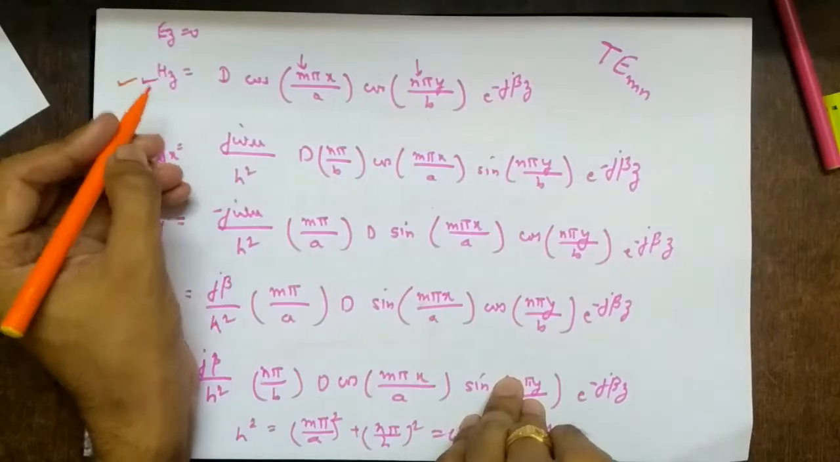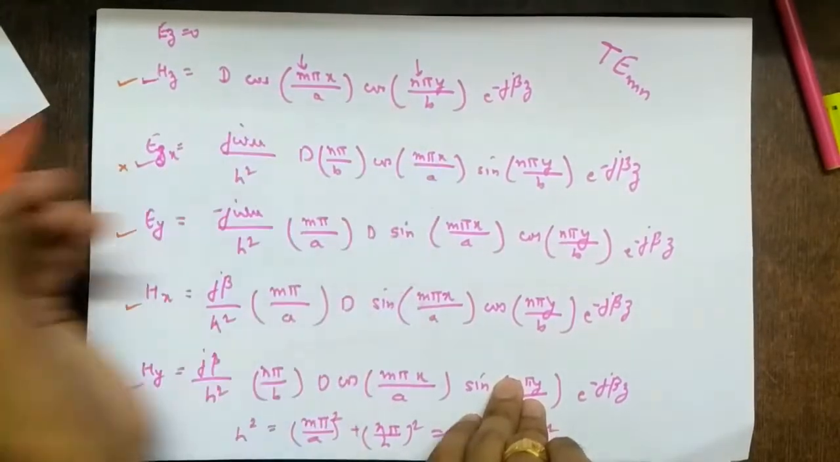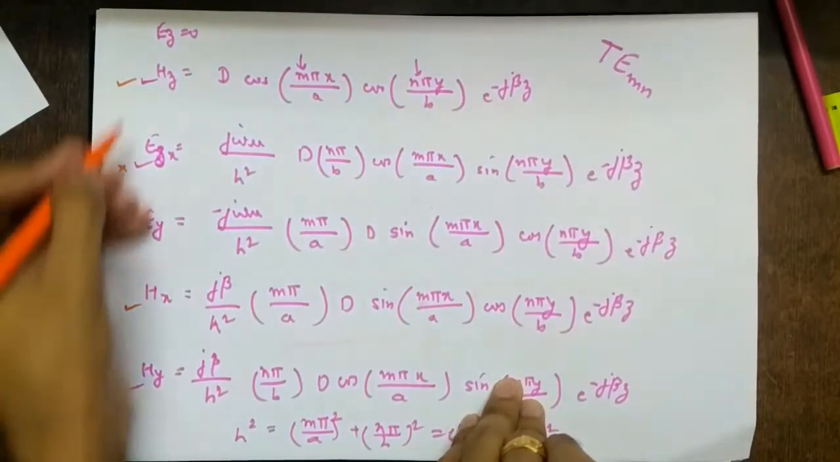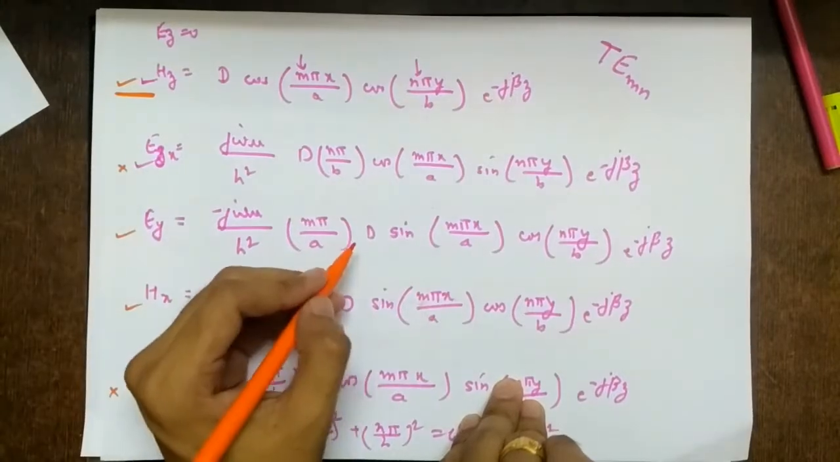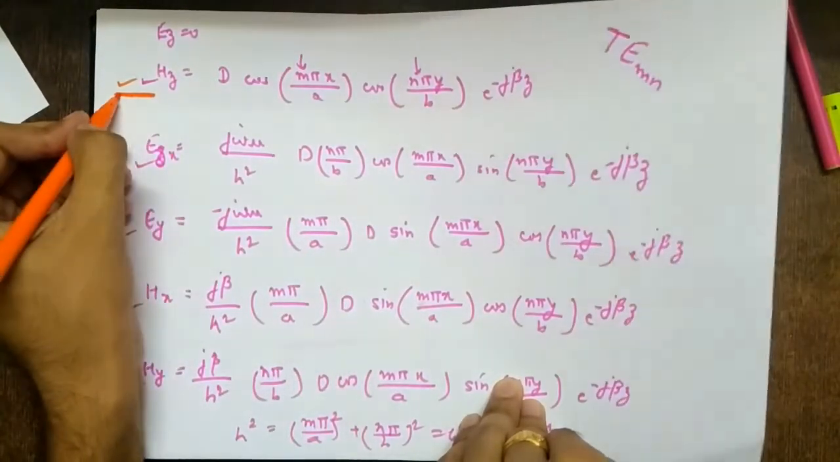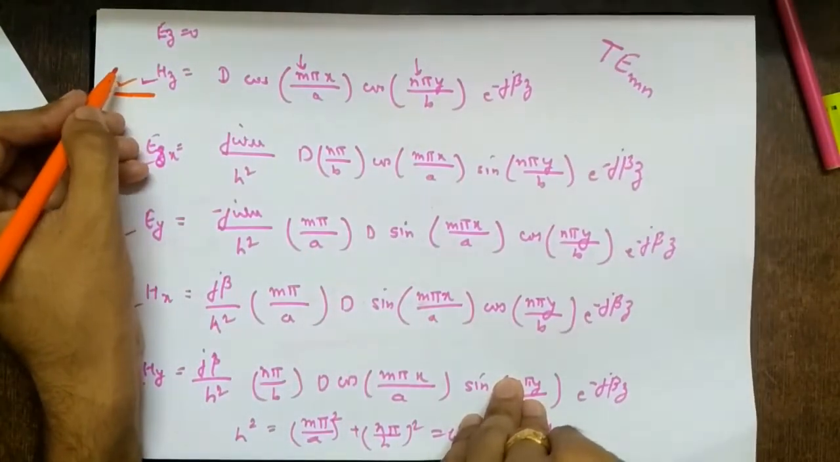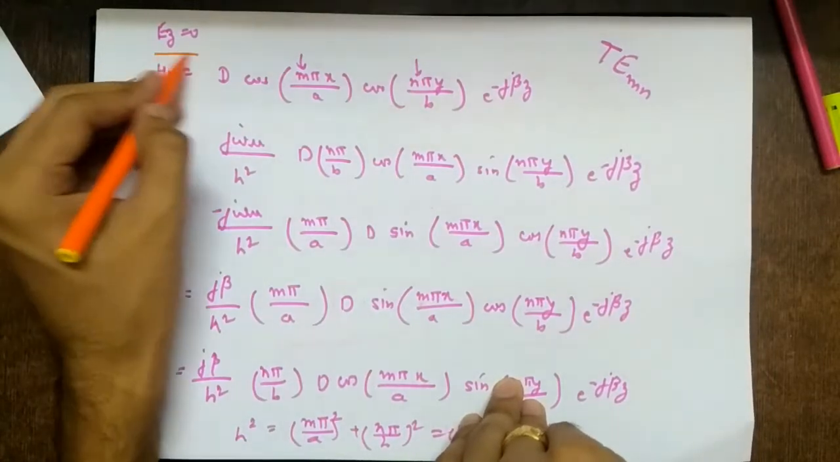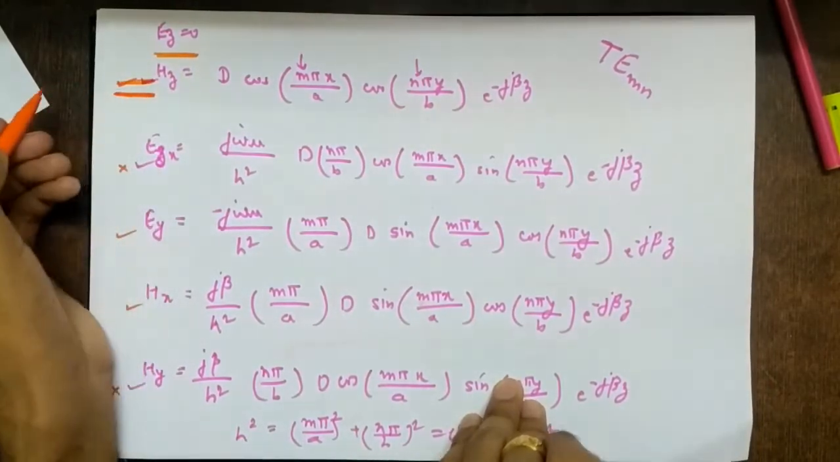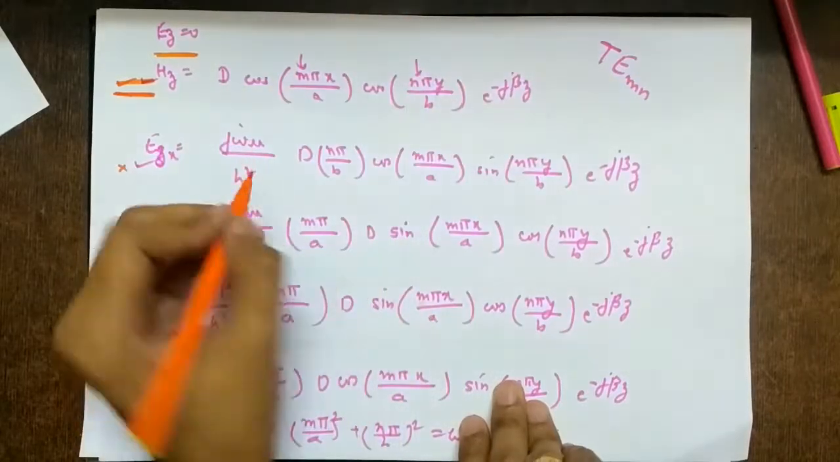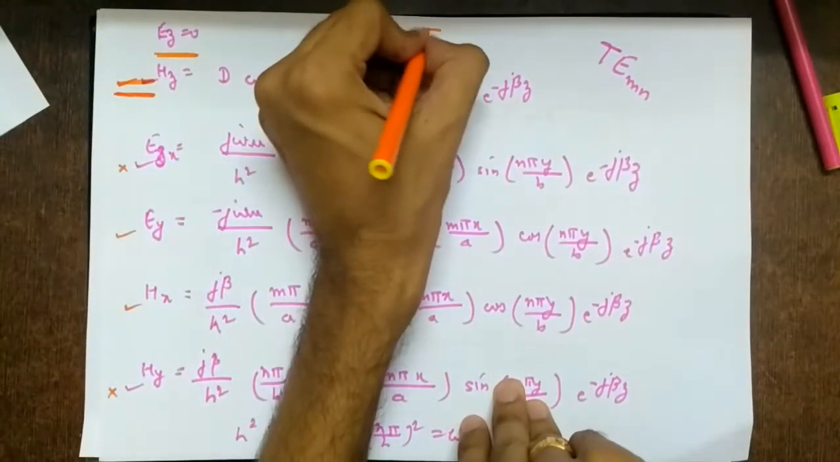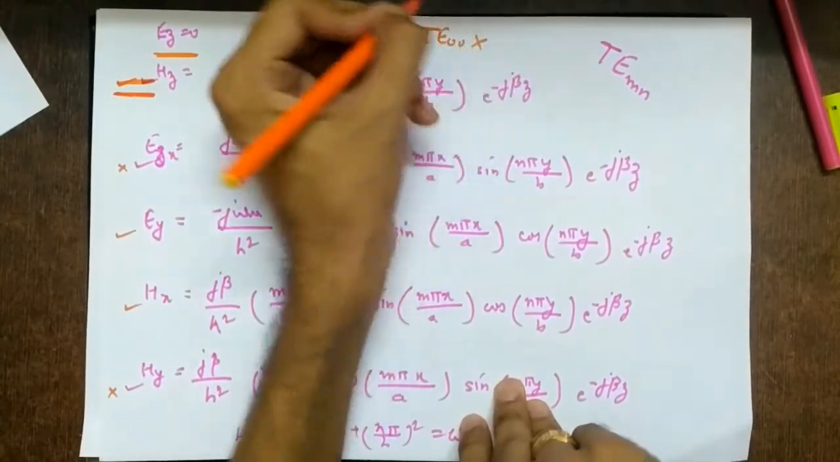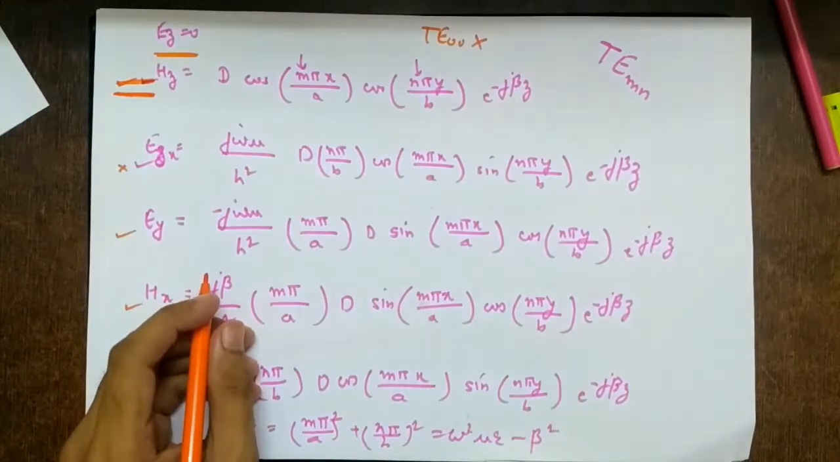So what is happening when m is 0 and when n is 0? What is existing? Only Hz exists, right? But only a magnetic field cannot exist. We need to have a corresponding electric field also. Since Ez is already 0, Hz also cannot exist. Means what? m equal to 0, n equal to 0 cannot be the case, right? So TE00 mode cannot exist. That is our conclusion, right?